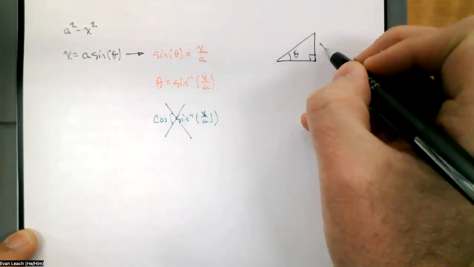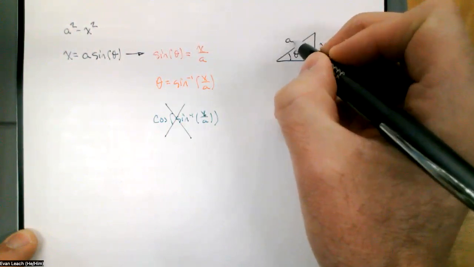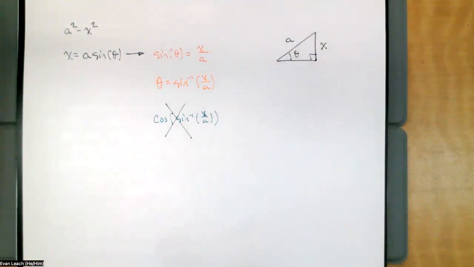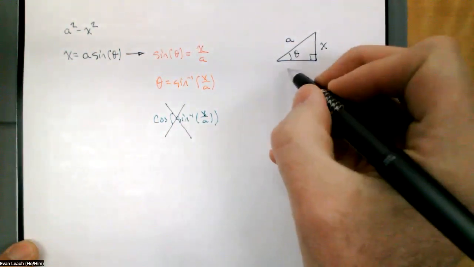we're going to say opposite x, hypotenuse a. So this other side is the thing that probably made you do the trig substitution in the first place. Square root of a squared minus x squared.